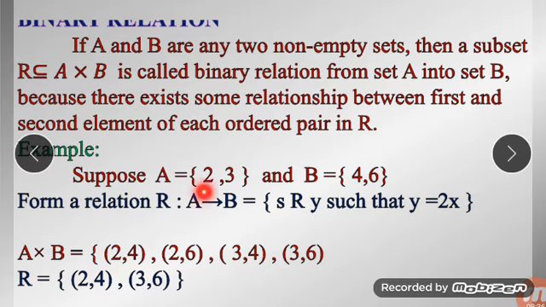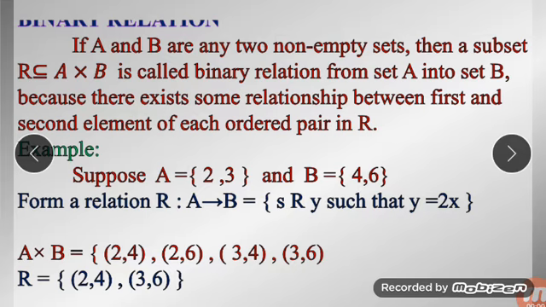For example, we have set A here which contains two elements, 2 and 3, and we have set B here which contains two elements, 4 and 6. And we are going to form a relation. This R stands for relation, a relation from A to B such that x relates to y, where y is double of x. In this example, we are going to establish such a relation where y is double of x.